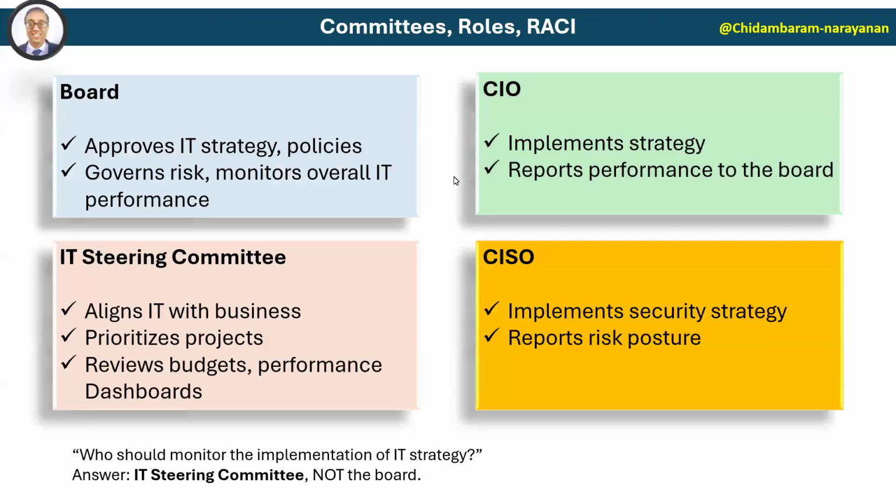Now, under governance, we have various types of bodies. We start with the board. The board is the highest body, or the highest authority, in the governance structure. The board usually approves IT strategy and policies, governs the risk, monitors the overall IT performance, and so on. Under the board, we will have the IT steering committee and various other action committees. They will be aligning with the business, prioritizing the projects, and reviewing budgets. The approval of the budget will be by the board, but they will be preparing the budget and presenting it to the board to get their approval. They will also be looking at the performance dashboards.